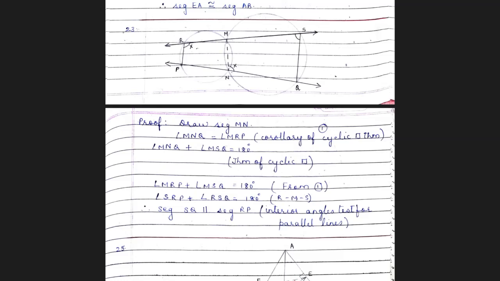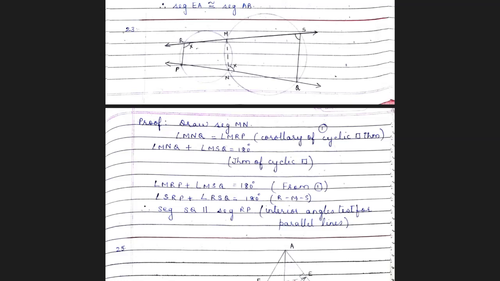Okay, so you have angle MNQ equal to angle MRP by the corollary of cyclic quadrilateral theorem. Now, angle MNQ plus angle MSQ equal to 180 degrees, theorem of cyclic quadrilateral. Now, in place of angle MNQ, I'm going to write angle MRP plus angle MSQ equal to 180 degrees from 1.